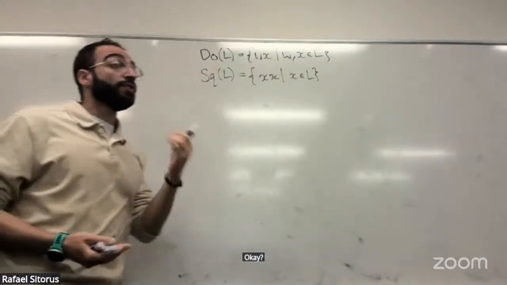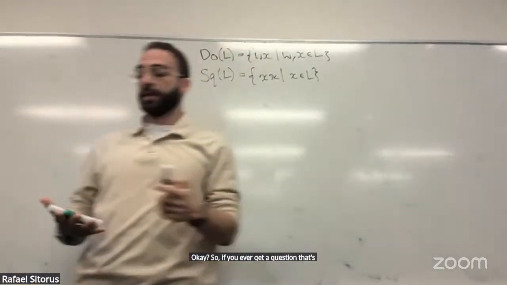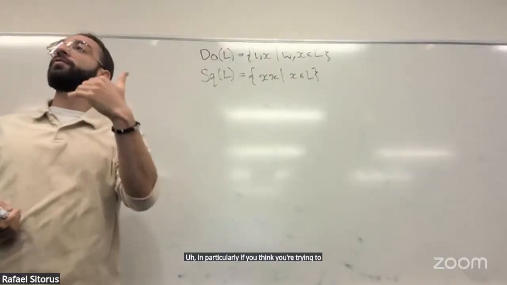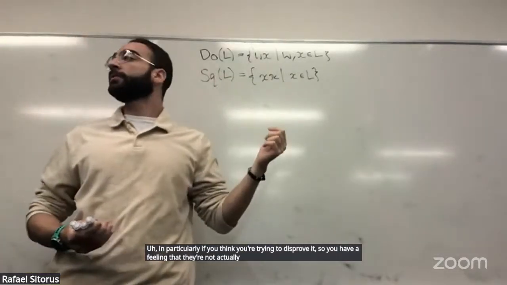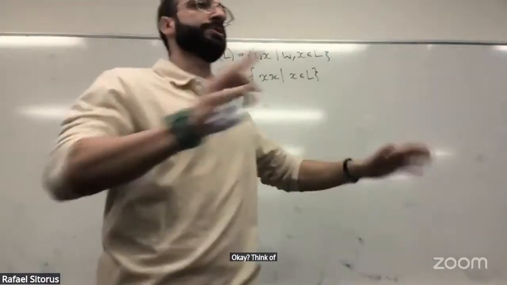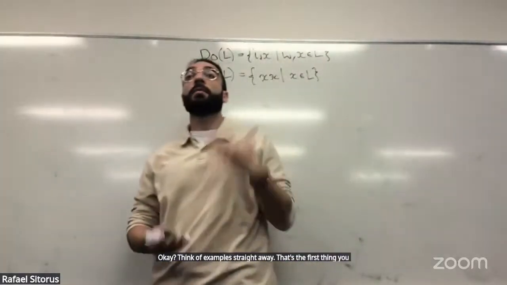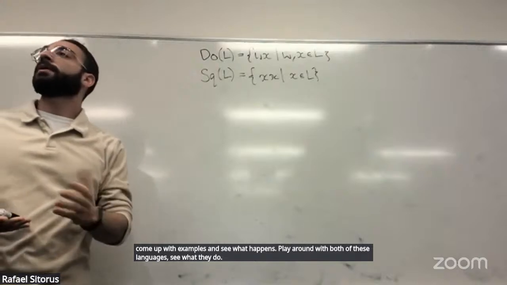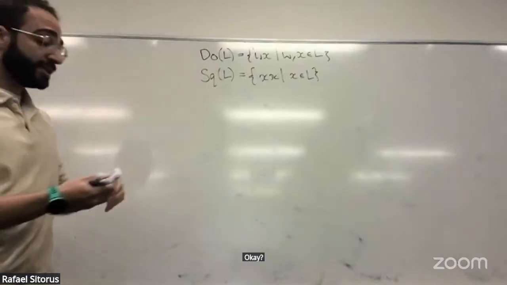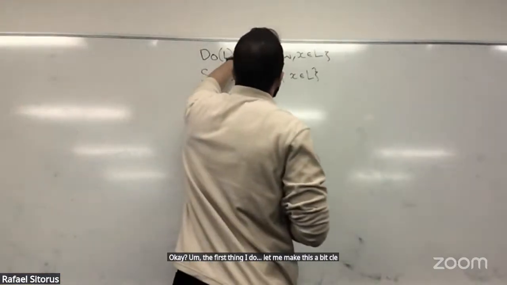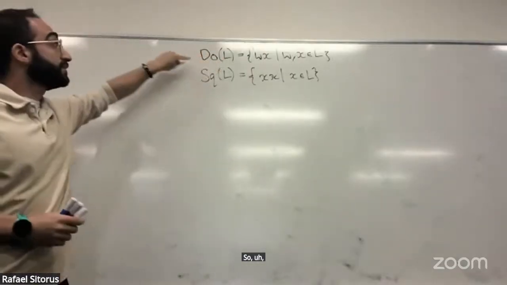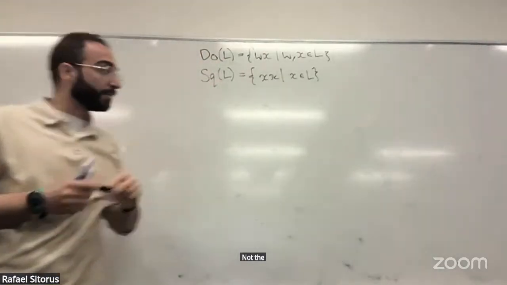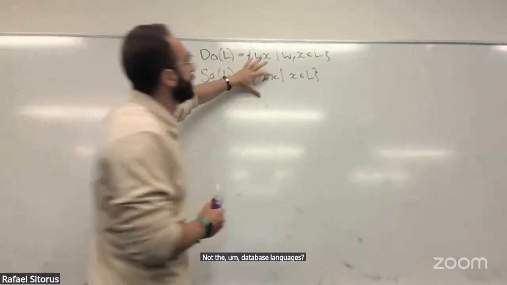If you ever get a question that's prove or disprove, particularly if you have a feeling that they're not actually equal, think of examples straight away. That's the first thing you have to do. Come up with examples and see what happens. Play around with both of these languages and see what they do. Let me just make this clearer. DB of L stands for double, SQ of L stands for square, not the database language.